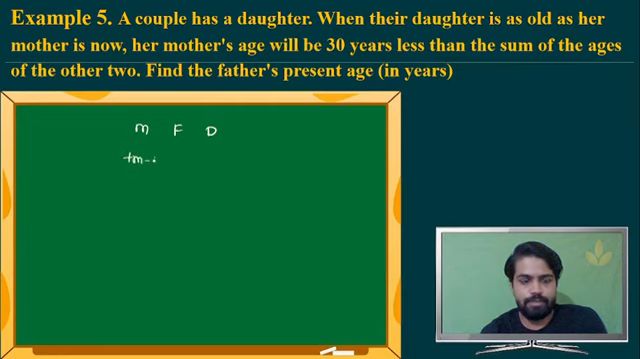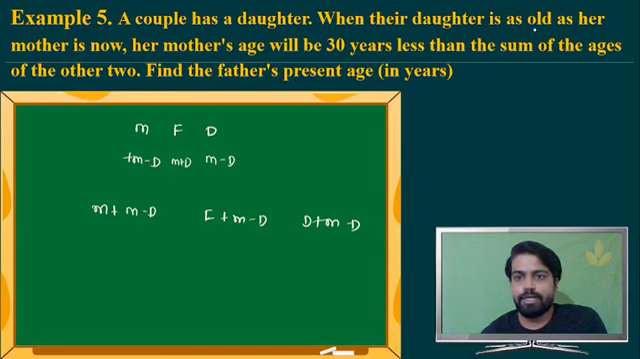So it will be m minus d, and father is also increased by m minus d. So what are the present ages of all of them? Mother's age is m plus m minus d, father's age is f plus m minus d, and daughter's age is d plus m minus d. Okay.